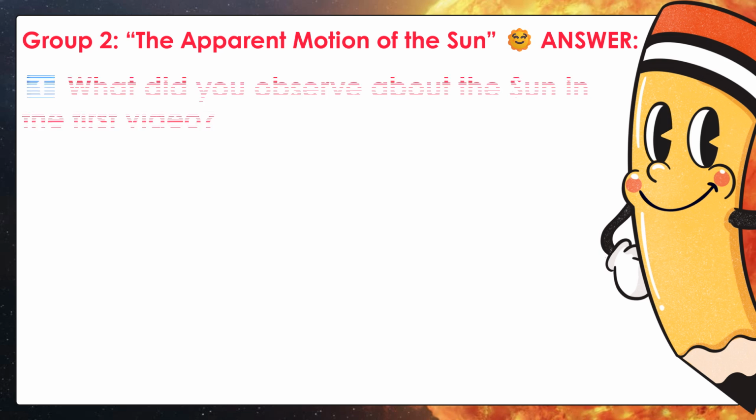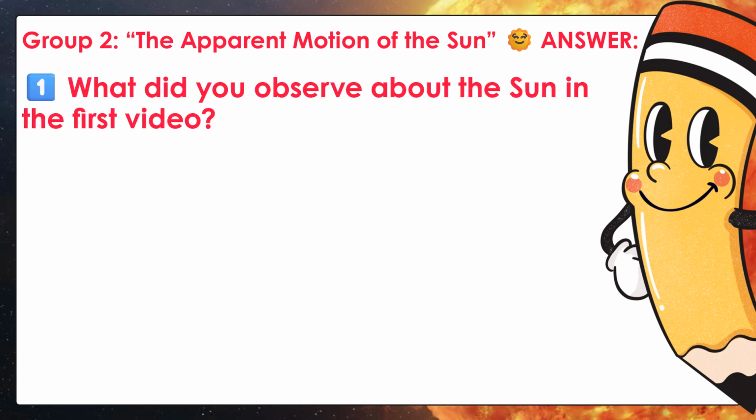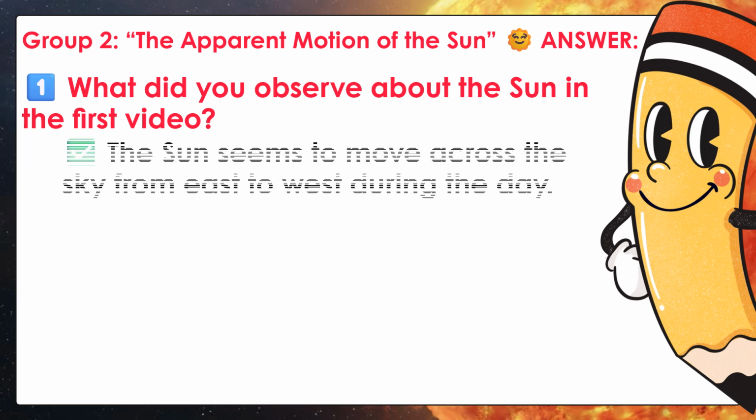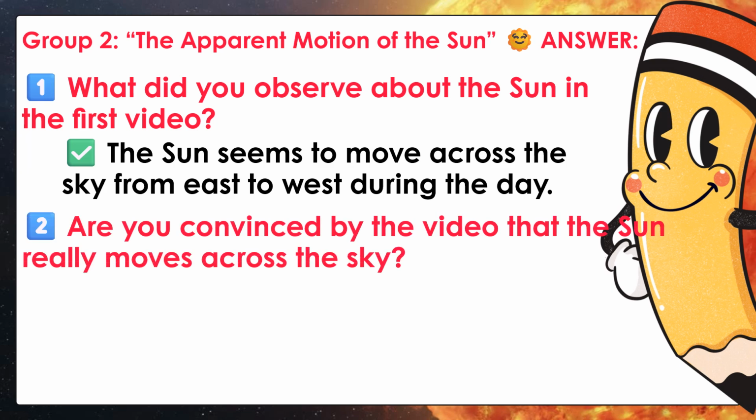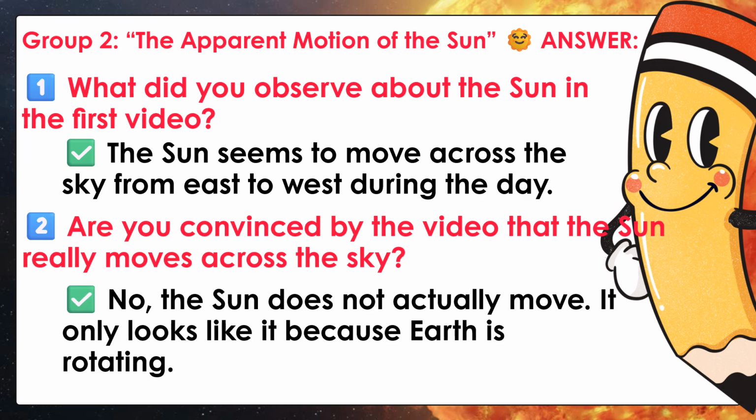Group 2 answer. 1. What did you observe about the sun in the first video? The answer: the sun seems to move across the sky from east to west during the day. 2. Are you convinced by the video that the sun really moves across the sky? The answer: no, the sun does not actually move. It only looks like it because Earth is rotating.